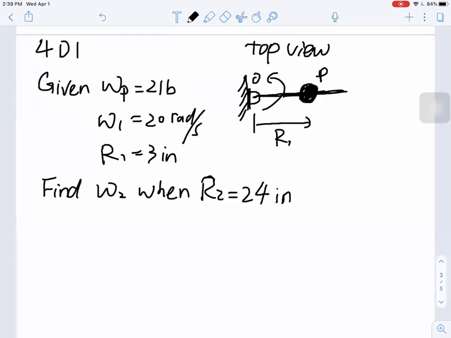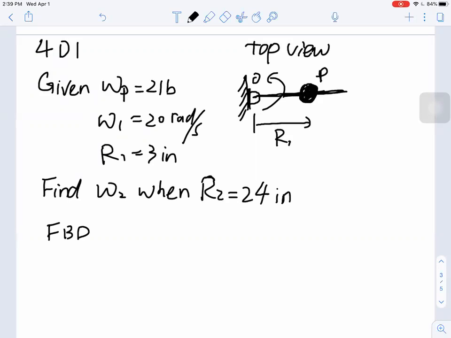Okay, if we have a problem like this, how can we use the angular momentum, angular impulse equation to do this problem? First, we always want to have a free body diagram to see what forces we have.